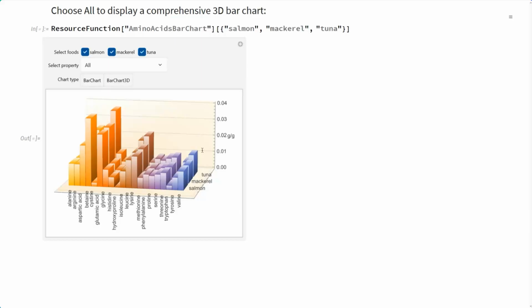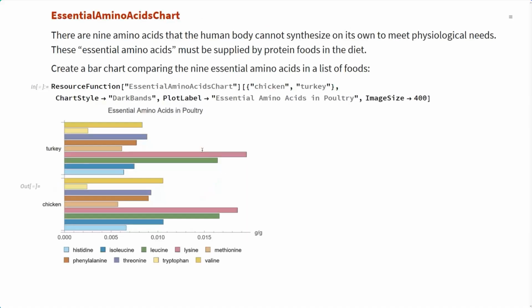So I do recommend going to the Wolfram Function Repository and pulling this particular amino acids bar chart. There's lots more examples in there for each of these. Speaking of, I'm going to stay on amino acids just for another minute here.